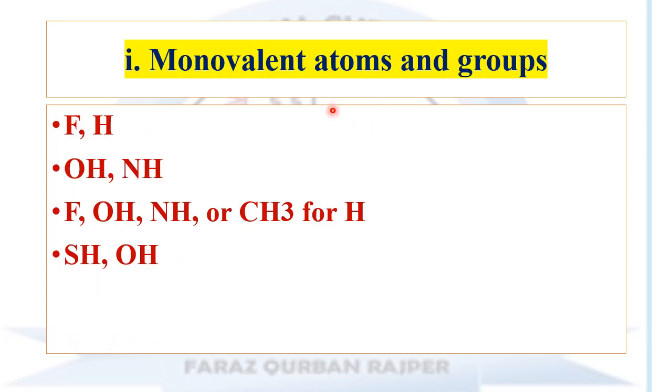The types are the monovalent atoms. Among monovalent, fluorine can be replaced for hydrogen, and OH replaced with NH. Fluorine, OH, NH, or CH3 can be replaced for hydrogen, SH, and OH. So these are hydroxyl, amino, and methyl for H. These are all examples of monovalent atoms or monovalent groups which are considered classical bioisosteres.